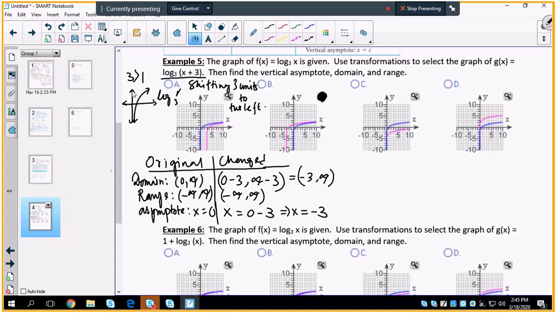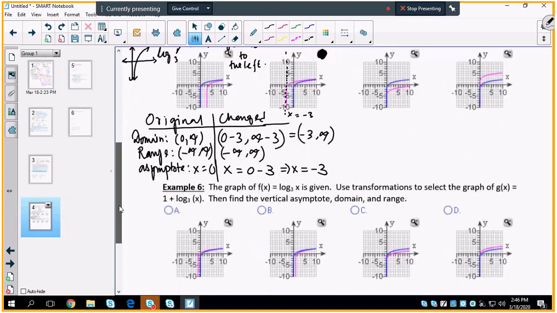And as you can imagine, if I draw this vertical asymptote, it is the line x equal to negative 3. And every other piece of information makes sense: the domain, negative 3 to infinity, and the range remaining negative infinity to infinity. Let's do a similar one.